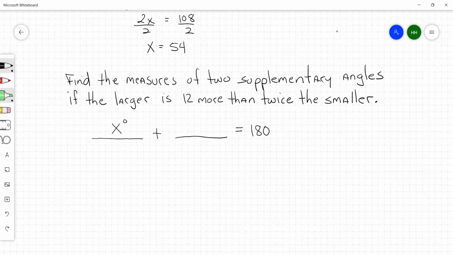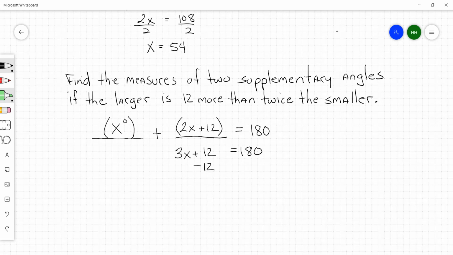The larger one is 12 more than twice the smaller. How do we write twice the smaller if x is the first one? 2x? And how do we write 12 more than that? Plus 12. So here's one angle. Here's an angle that's 12 more than twice its size. We set this equal to 180 because they have to be supplementary. So again, you're going to combine like terms. 2x plus x is 3x plus your 12 equals 180.